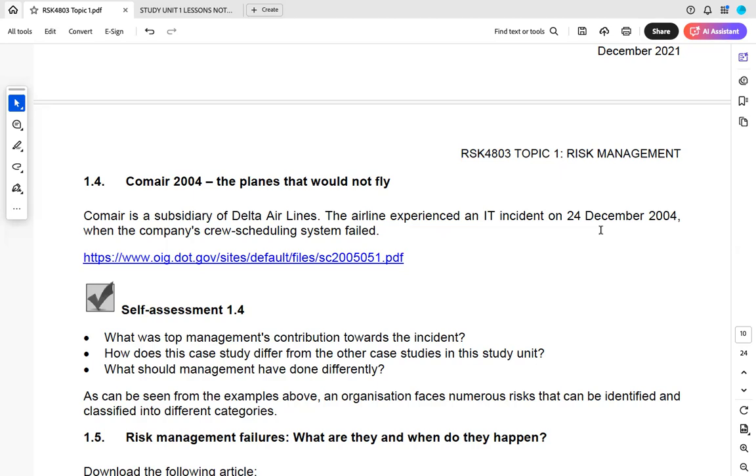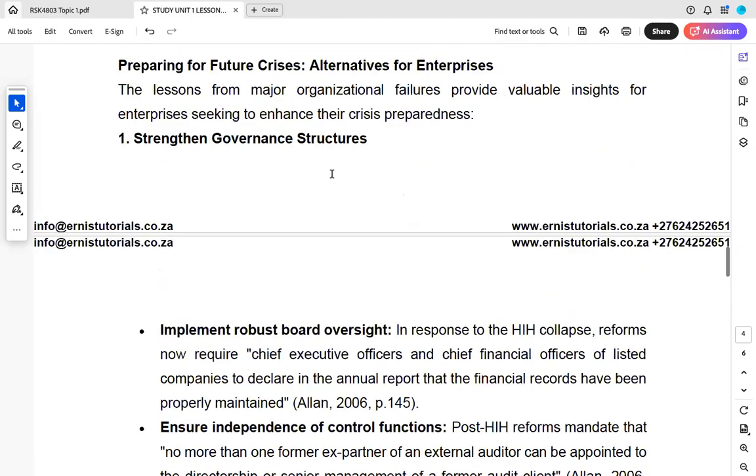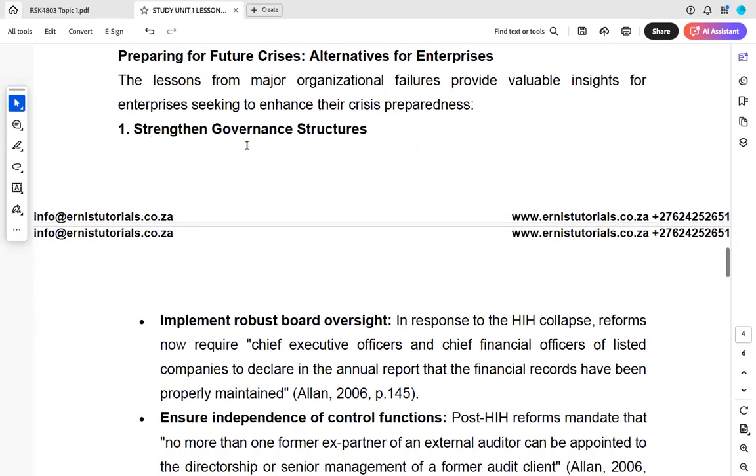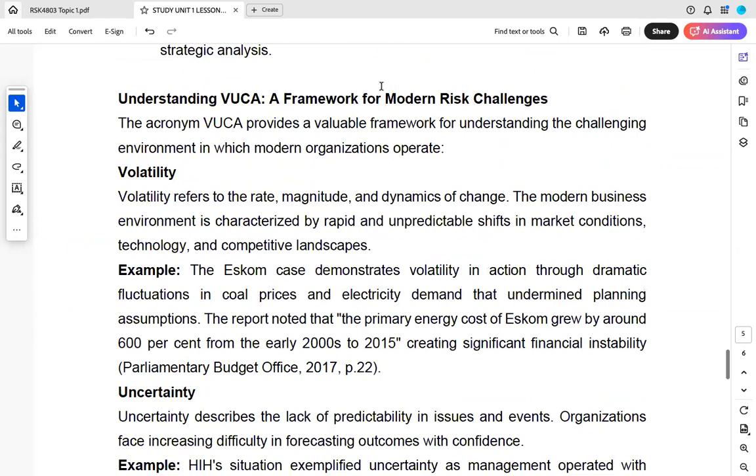So this failure just showed the importance of system reliability and risk management, like we keep talking about, and also focusing on customers. So when we're talking about some of these approaches to preparing for future crises, we're also considering some of those issues.